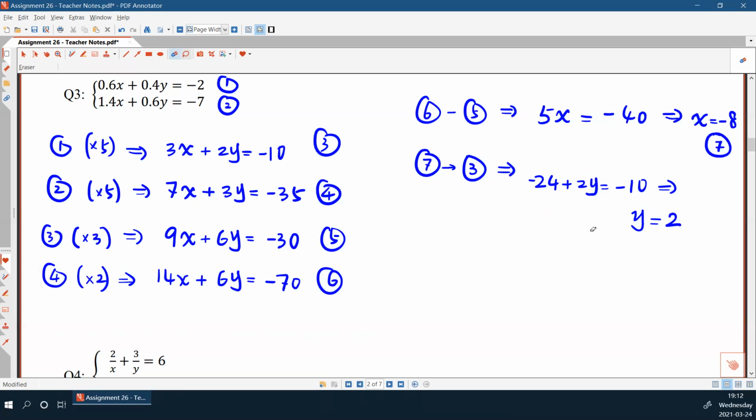So we can solve y here. Sorry, 14 subtracted by 10 is... no, 24 minus 10 is 14. 14 divided by 2 is 7, right? Okay, so here, the final solution is x equals minus 8 and y is 7. Okay, any questions?